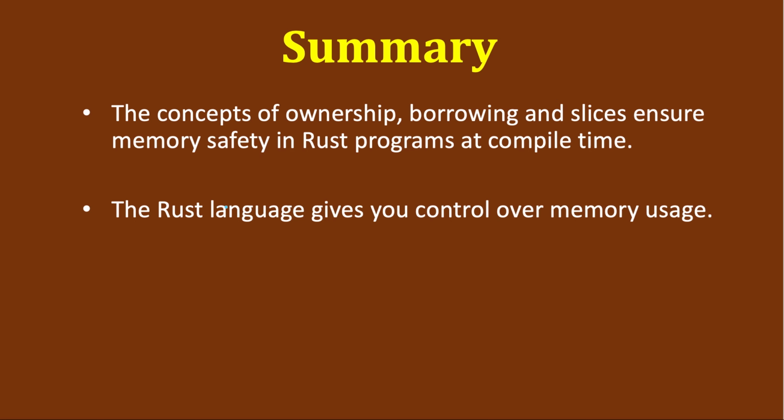So in summary, we can say that the concepts of ownership, borrowing, and slices ensure memory safety in Rust programs at compile time, and the Rust language gives you control over memory usage in the same way as other systems programming languages. But having the owner of data automatically clean up that data when the owner goes out of scope means you don't have to write and debug extra code to get this control. So that's all for memory principles, ownership principles in Rust. We will continue with further discussion in Rust programming, and we will see how we can group data together using structs. So see you in the next video.